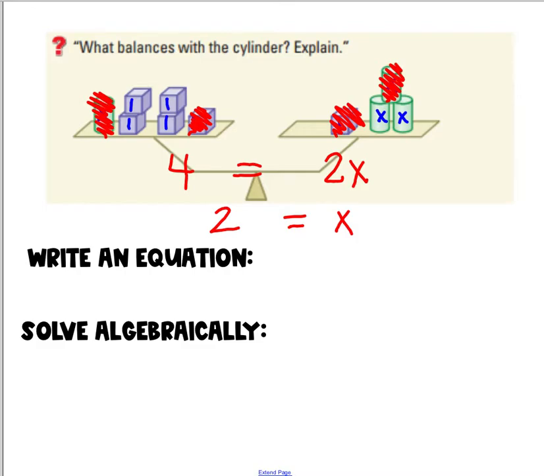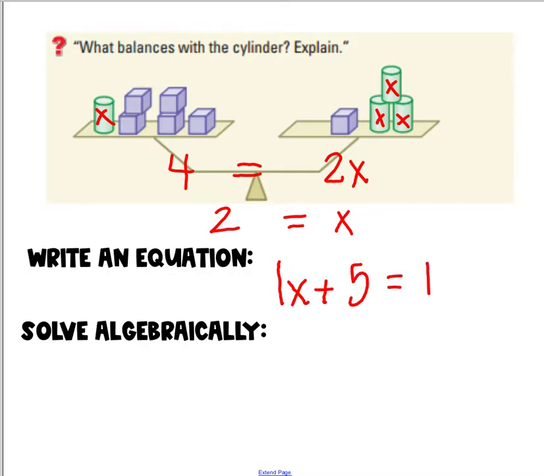So let's write an equation based on the scale that you see. Well, I made these x's. So my equation would be 1x plus how many cubes? 5 is equal to 1 cube plus 3 cylinders, my x's. Now let's solve for x. Notice I have an x on the left and the right.